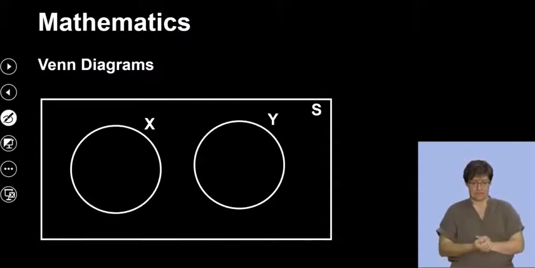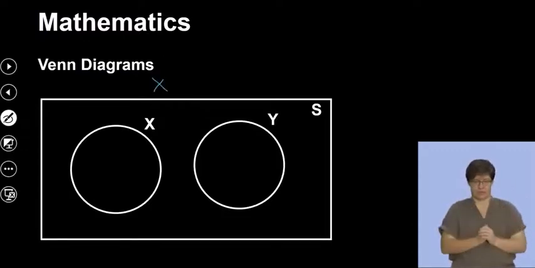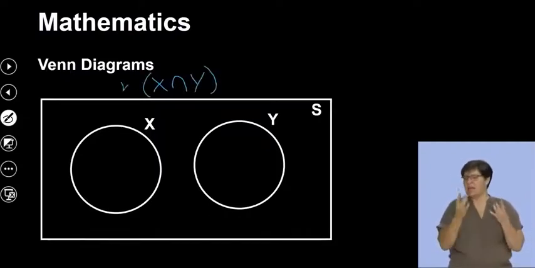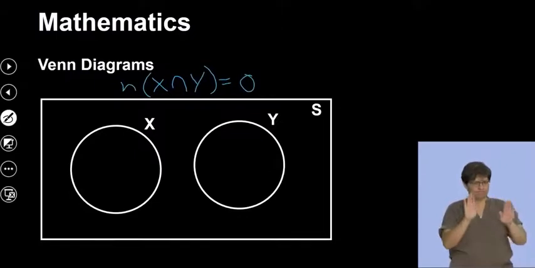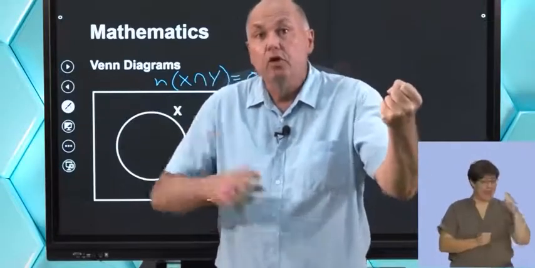Here's another representation of mutually exclusive events. Here we have two mutually exclusive events, X and Y. Notice that there is no intersection. The number of elements in the intersection of X and Y is 0. And that's why we can say they're not intersecting. If you're in X, you can't be in Y. There is no overlap between these. And that's why we say these are mutually exclusive.